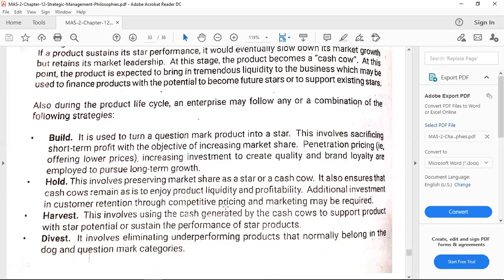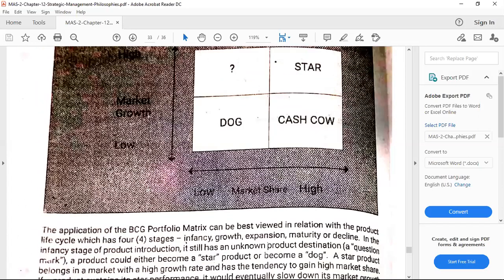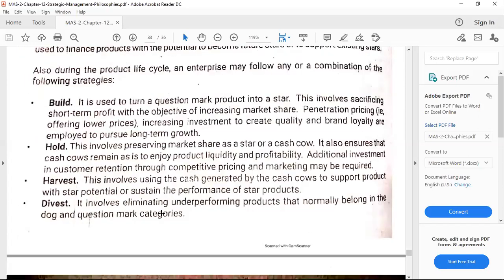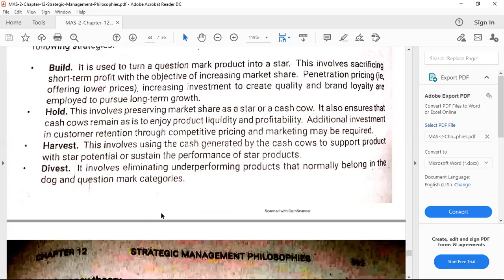And divest is we slowly remove, if not abrupt or immediate or fast, underperforming products. So those items that are no longer relevant and no longer useful should be eliminated or removed slowly or abruptly, depending on the case. That's divest.